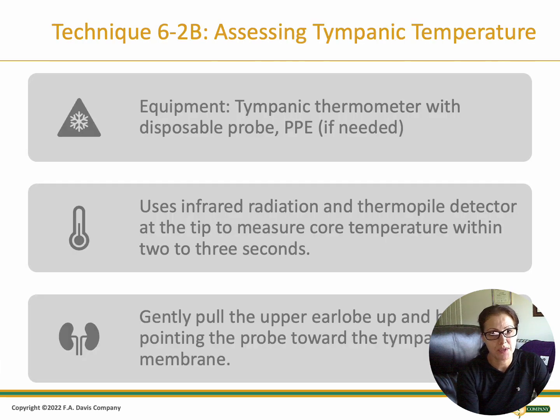We also assess temperature by way of the tympanic probe. The tympanic probe uses infrared radiation and a thermopile detector at the tip in order to measure the core temperature, and it's usually completed within 3 seconds or so. What we want to do is gently pull up and back on the earlobe and then apply the probe with a new sheath towards the temporal region.